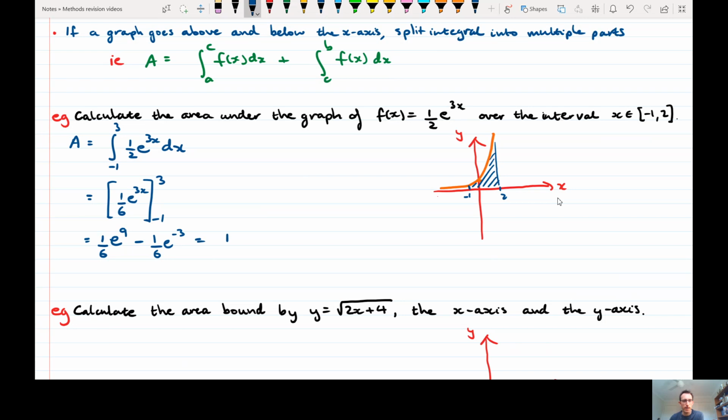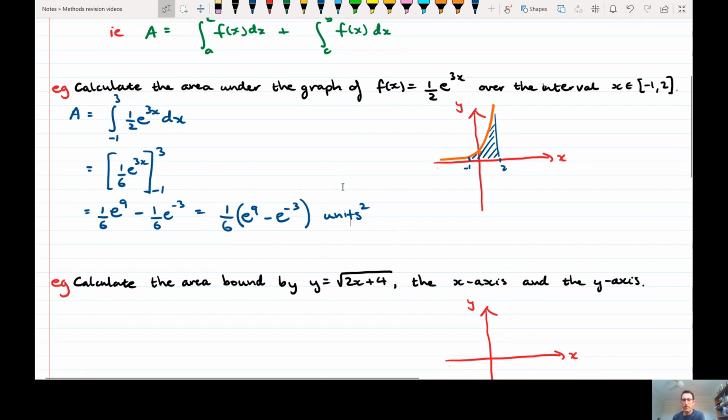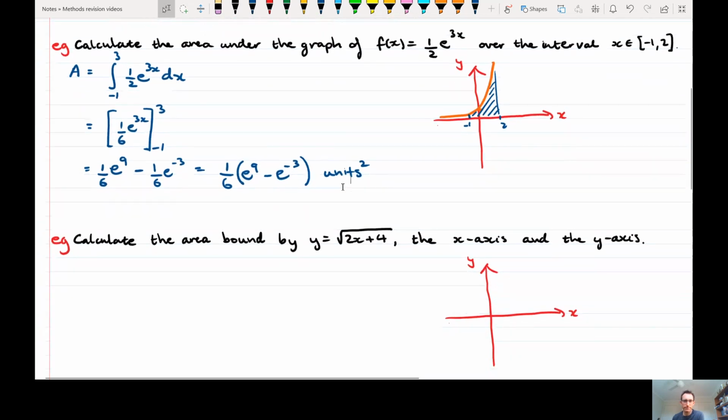And just to tidy it up at the end, you can leave it as e to the 9 minus e to the -3. And because we're now using area, we'll call it units squared. We don't know what the number is, but that is okay. We'll leave it as it is. My graph, by the way, is clearly not drawn to scale.